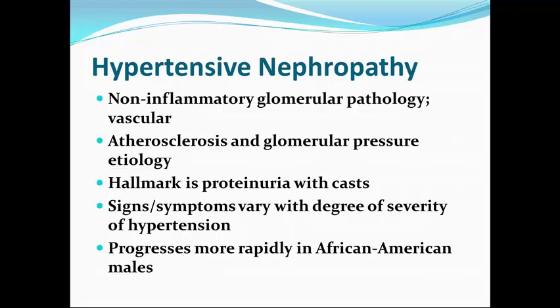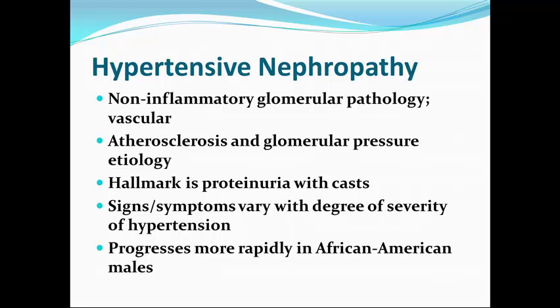A second important pathology is hypertensive nephropathy. This is, again, a non-inflammatory glomerular pathology of a vascular etiology. With hypertensive nephropathy, this carries two different pieces of pathology. One is atherosclerosis, and we talked about hypertension and atherosclerosis being a major pathology. So you can imagine then that atherosclerosis is happening in the very small vessels of the glomerulus, as well as increased glomerular pressure, because as you get more and more vascular changes, that will then lead to sclerosis of the vascular bed, therefore increased pressure. The hallmark sign of hypertensive nephropathy is proteinuria with casts.